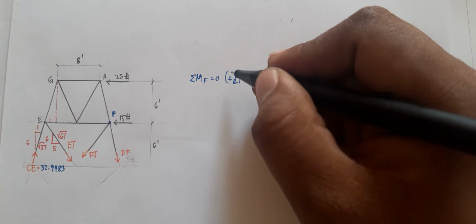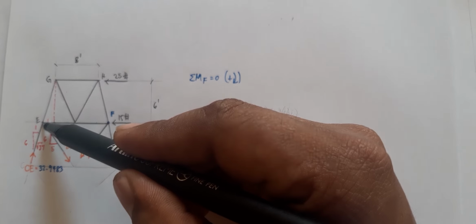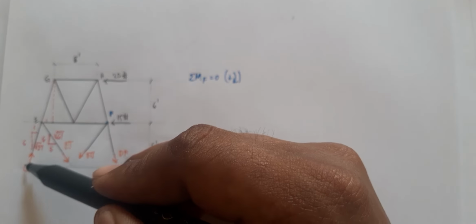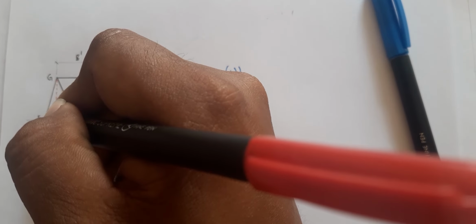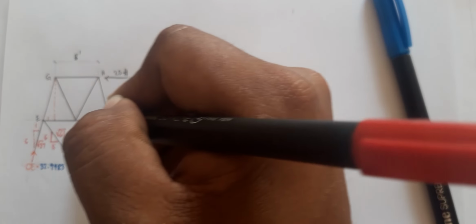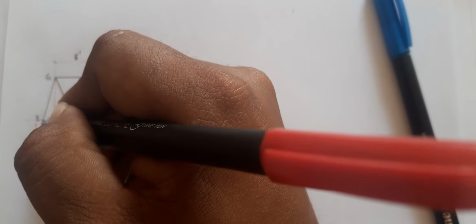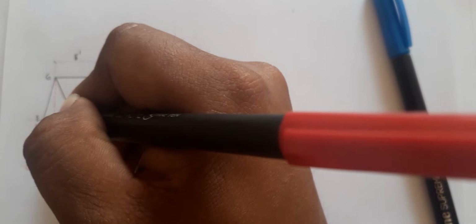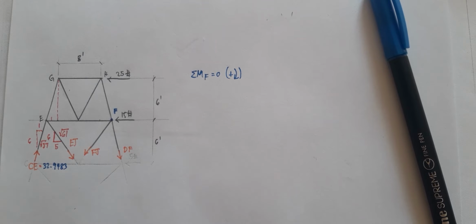Summation moment at F, positive clockwise. On the clockwise direction, you have the vertical component of CE. CE here can be expressed in terms of its components. You have the vertical component here, horizontal component here. The horizontal component is collinear with F. Same is true with EJ. EJ can be expressed in terms of its vertical and horizontal components. The horizontal component is collinear with F, so they do not produce any moment.